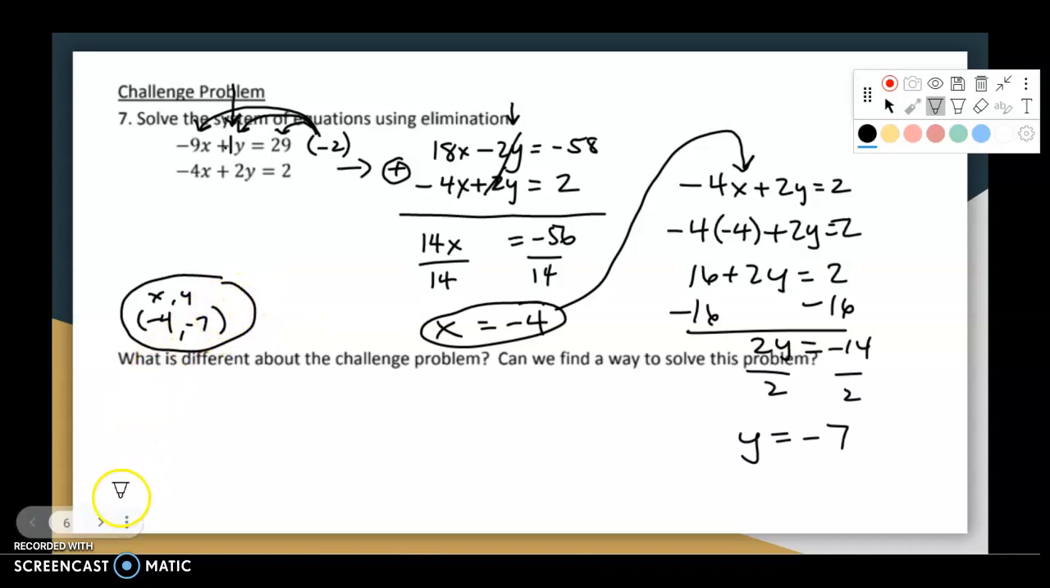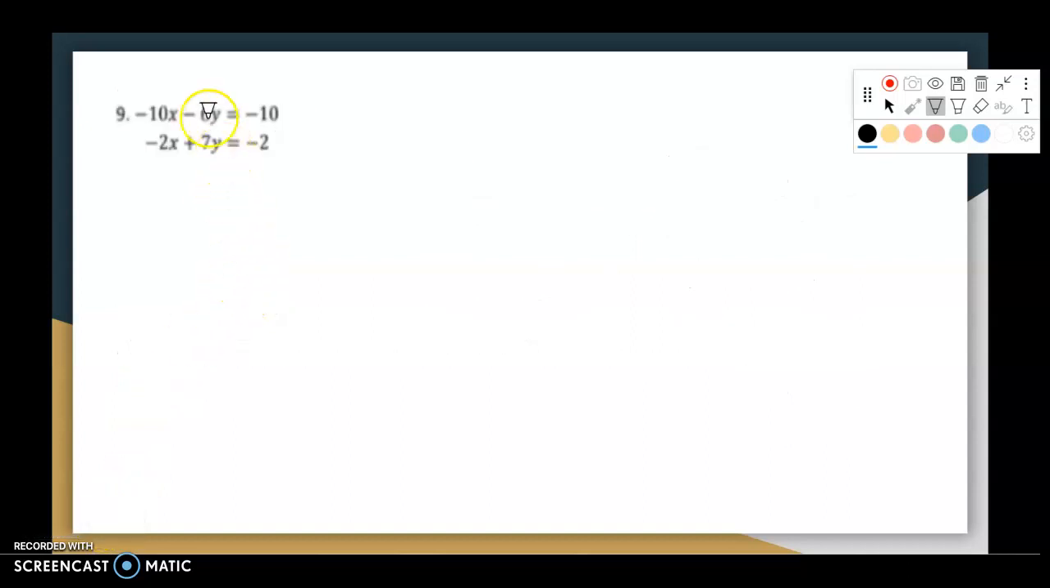All right, so we're going to try this again. Let's take a look at the next one, which is number 9, in order as usual. Here we go. We have negative 10x minus 6y equals negative 10, and negative 2x plus 7y equals negative 2. Again, my goal is to eliminate one of these two variables.